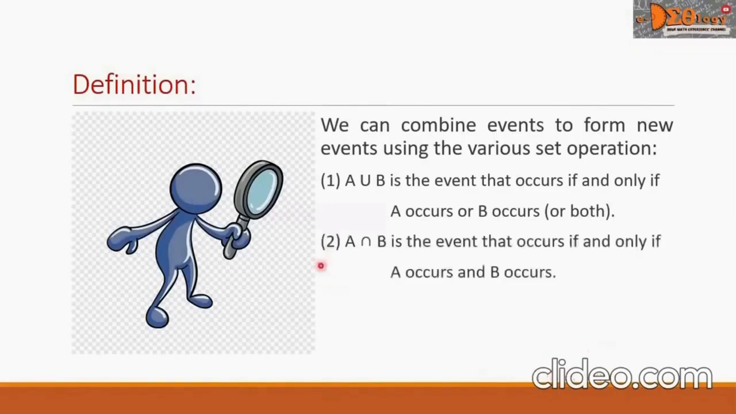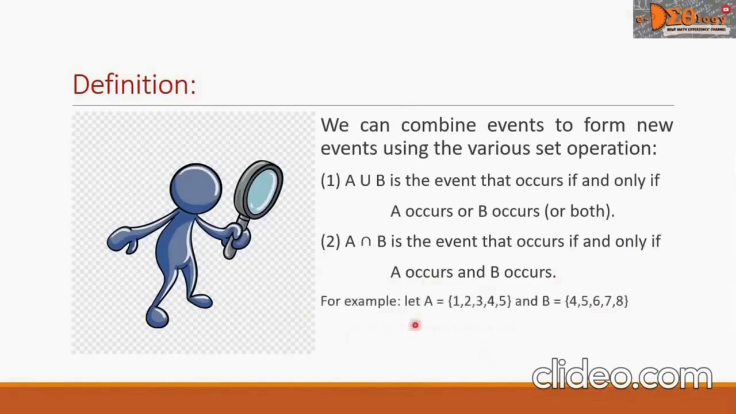The second operation is A ∩ B. This is read as A intersect B. A intersect B is the event that occurs if and only if A occurs and B occurs. Sometimes this is called AND event.